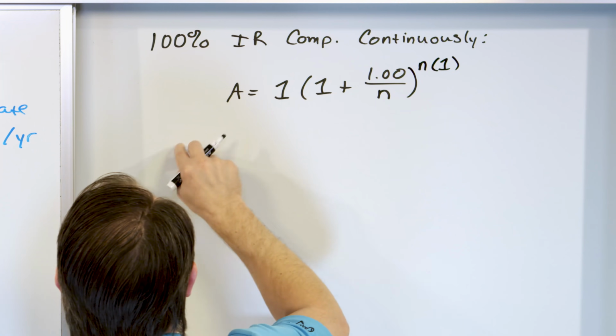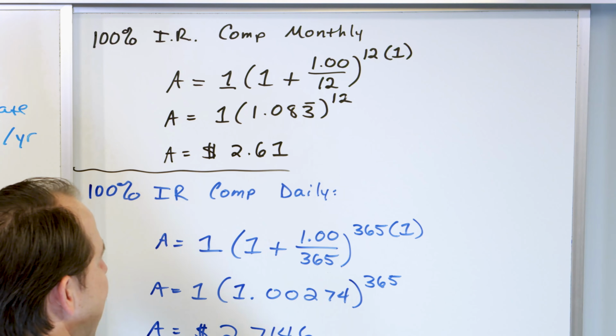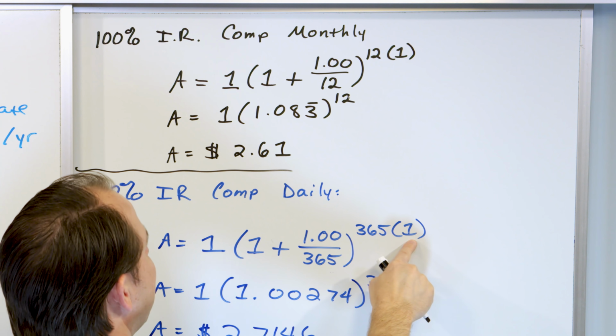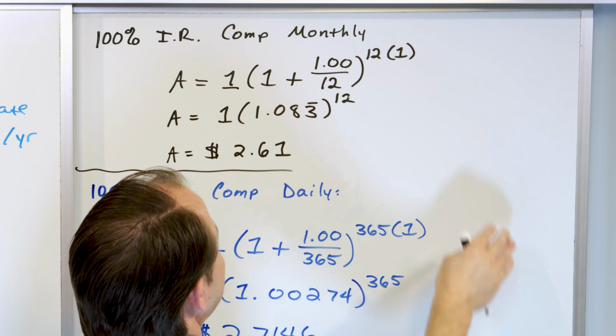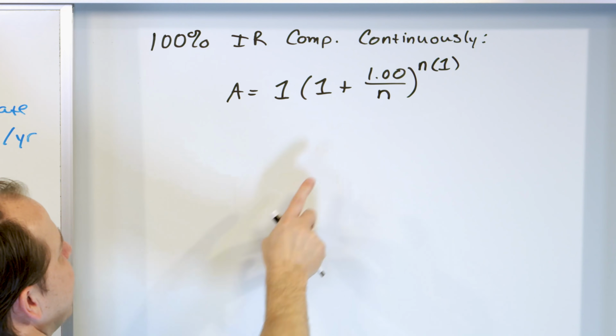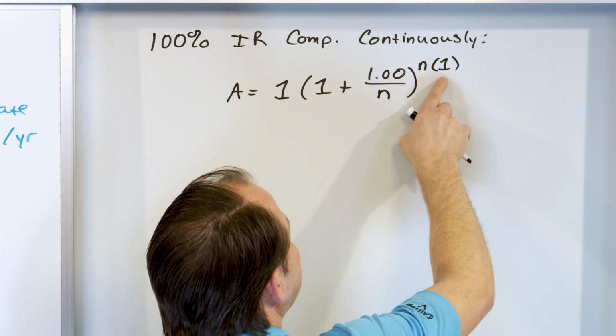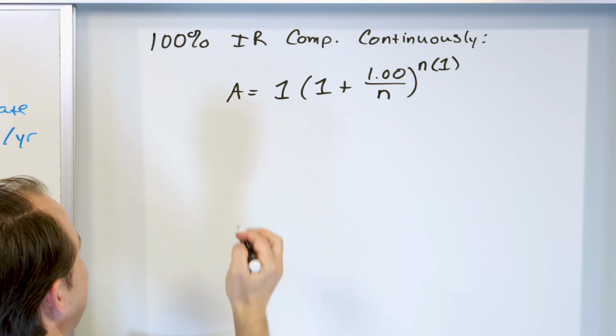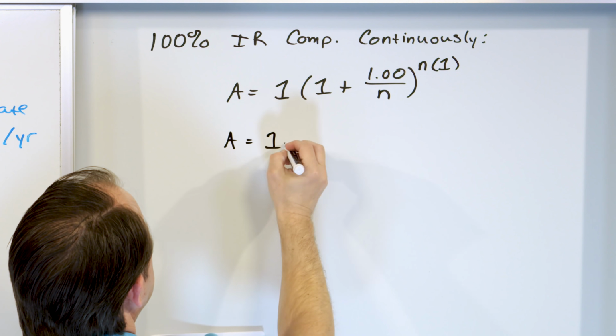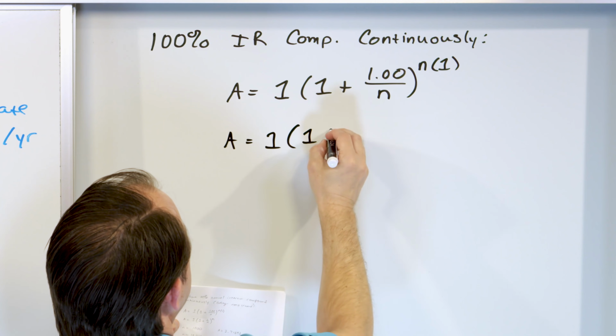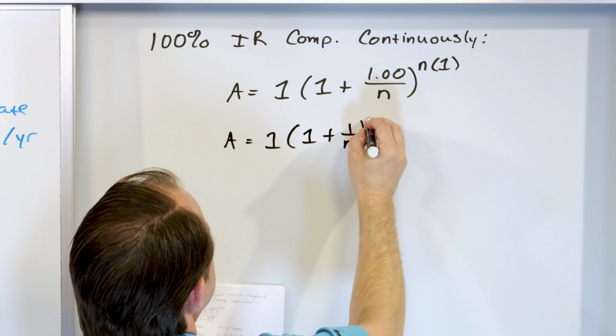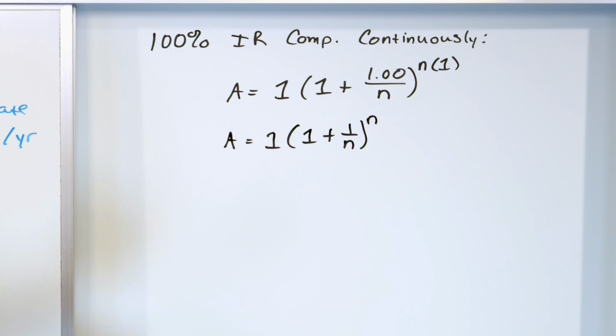This is exactly the same thing as I was doing here. Notice I had 365 and then 365 times 1. I had 12 here and then 12 times 1. Now all I'm going to do is change it to a variable and make it that same variable times 1. So what I'm going to end up getting is 1 times 1 plus 1 over n to the nth power. That's what this is.